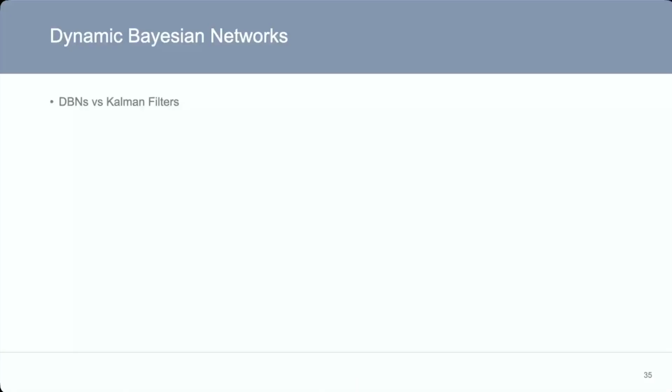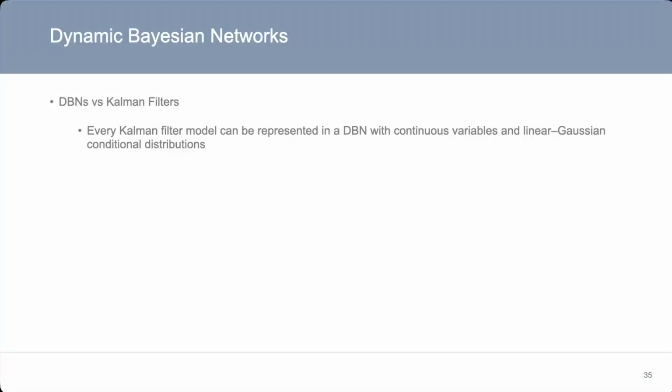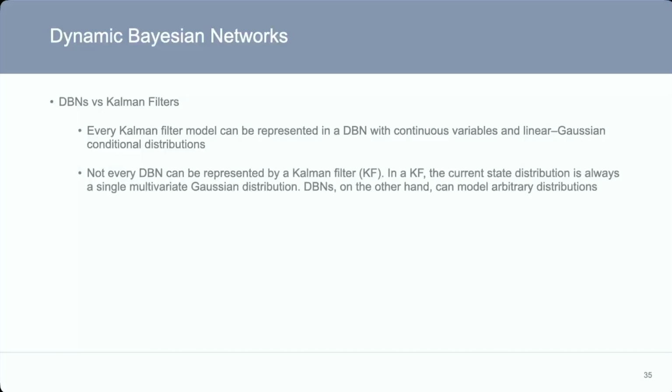Now, when compared with Kalman filters, every Kalman filter can be represented in the form of a DBN with continuous variables. But not every DBN can be represented by a Kalman filter. This is because in a Kalman filter, the current state distribution is always a single multivariate Gaussian distribution. DBNs, on the other hand, are made to model arbitrary distributions. Also, the real world requires non-Gaussian posteriors, and that is why we use dynamic Bayesian networks.